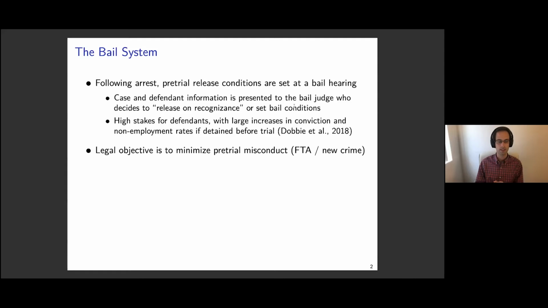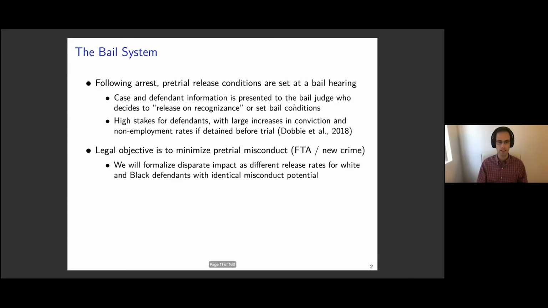Something that we're going to leverage a lot throughout this paper is that the legal objective of bail judges is quite narrow. And so it's to minimize pretrial misconduct. And so we're going to think of pretrial misconduct as either this defendant is going to fail to appear at their future court dates, or they're going to participate in some further crime before their trial. And so we're going to formalize disparate impact as different release rates for white and black defendants with identical misconduct potential. So you should think of misconduct potential as a binary variable here. It's if you're released, are you going to participate in pretrial misconduct or not?